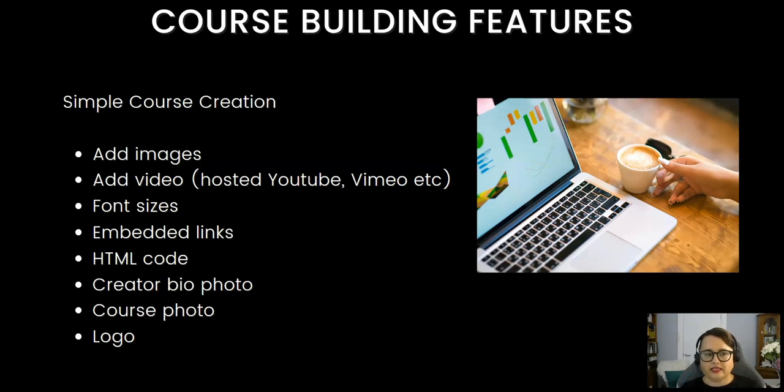You're able to create a course with multiple or singular elements. It's block building, so it's drag and drop. It's really quick and easy. You can add images, you can add videos that are hosted through YouTube and Vimeo. You can change the font sizes and the colors. You can add embedded links, which means that in your page or your course or your lesson page, you can have direct links to things like your calendar if you want people to make a booking with you, or other areas. You can add a photograph of yourself to the bio, you can add a course photo, and you can add a logo if you choose.